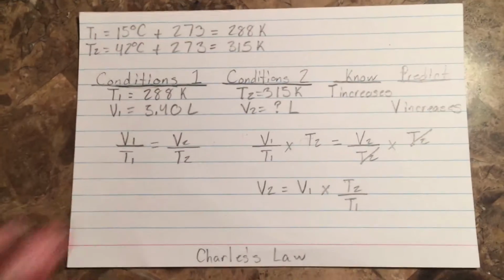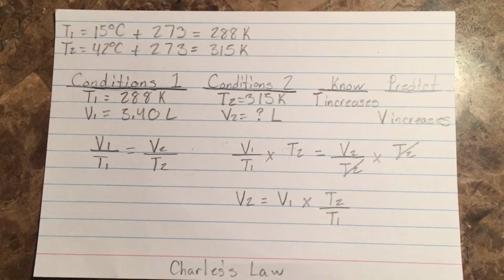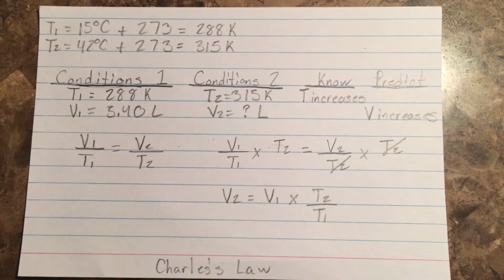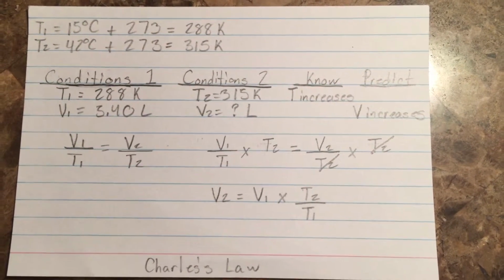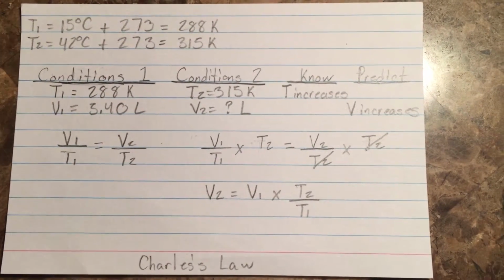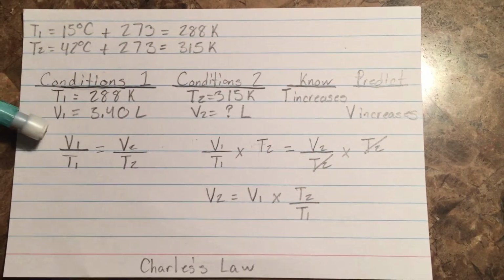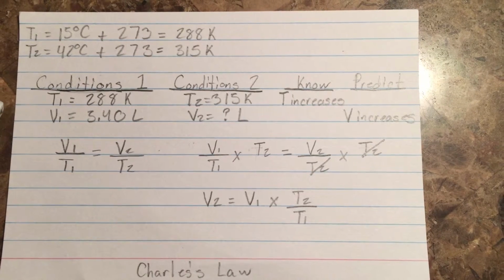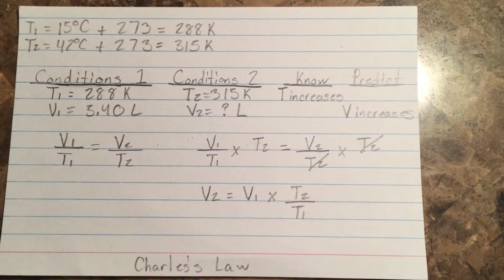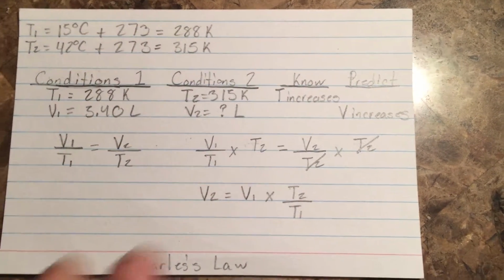These are our givens. You must first convert all temperatures to Kelvin when dealing with gases. So 15 degrees Celsius converts to 288 Kelvin, and 42 degrees Celsius converts to 315 Kelvin. V1 is 5.40 liters, so we are looking for V2. Our equation changes from V1 divided by T1 equals V2 divided by T2, so V2 equals V1 times T2 divided by T1.